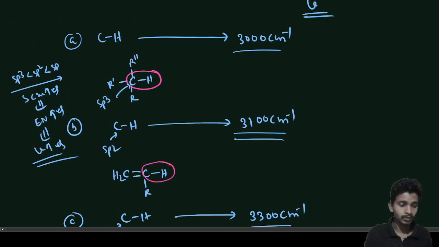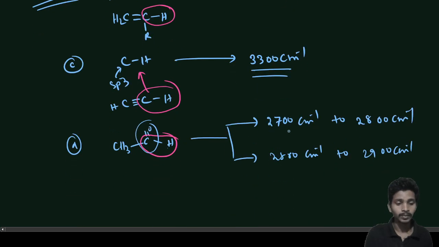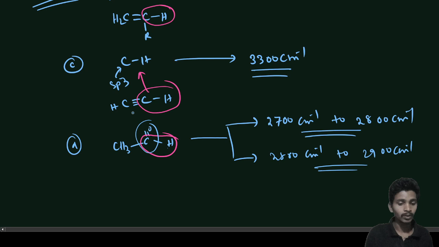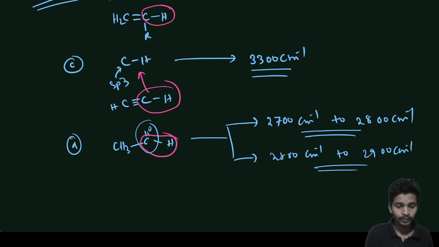From 3000 it decreases to 2700–2800. This value will give one data point in this range. We will get one value here, and other than this we will not get any CH bonds. So in ketone, the CH bond is not there.